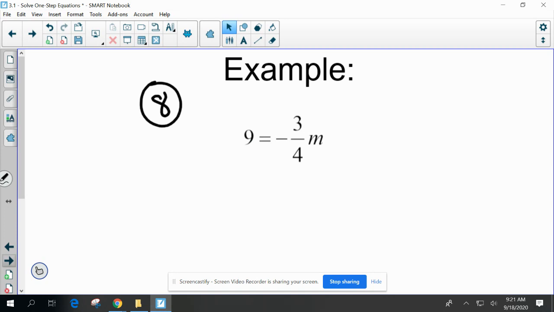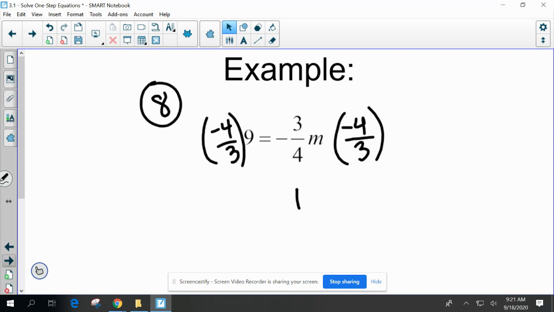But so now I'm looking at negative 3/4 times m. So again, you're going to multiply by the reciprocal. So take that times negative 4/3. So m equals negative 12. Okay, and then your assignment is going to be worksheet 3.1.